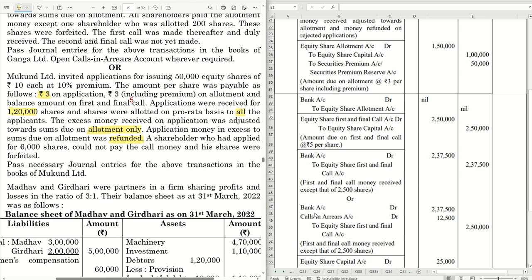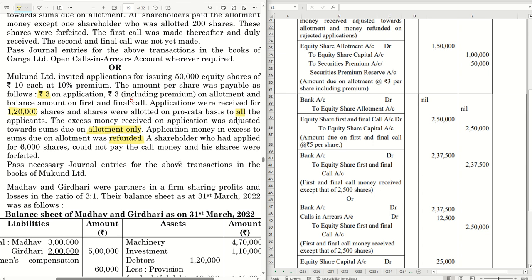So generally we follow the second journal which is shown, otherwise it's up to you which one you're comfortable with. However, I find the second one more comfortable along with most of the students. It's easy to understand how much is the calls in arrear and also helps you to do the forfeiture entry easily. Bank account debit, calls in arrears account debit to equity share first and final call.